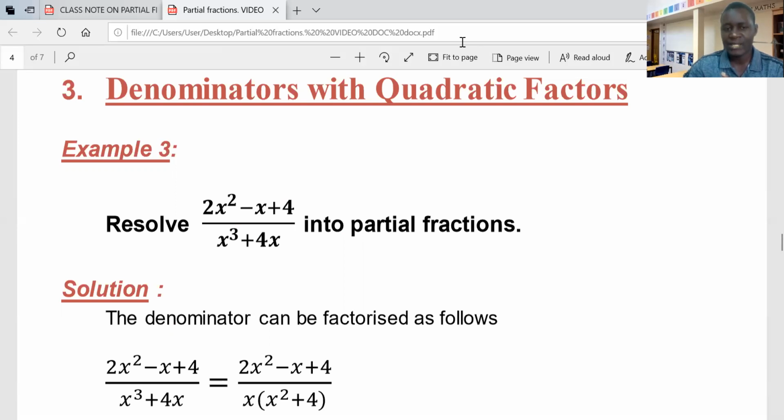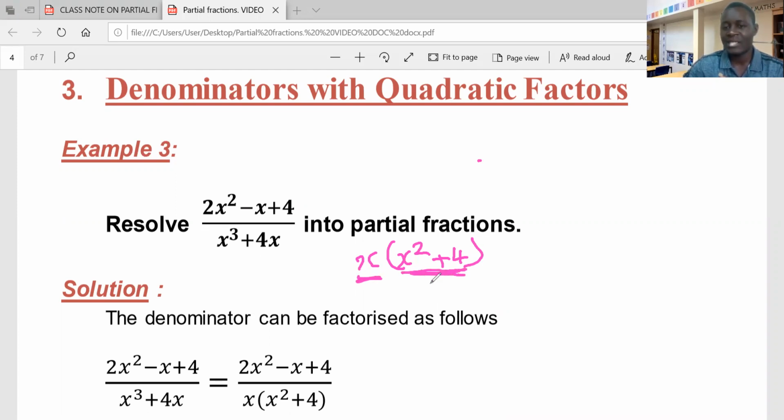Can I factorize this denominator? Taking a look at it very well, can this denominator be factorized? Of course it can. Factorize x cubed plus 4x, that will give us x, then we have x squared left, so we have x squared plus 4. So it can be factorized. Now this part of it is linear, but this part of it remains quadratic. So we have a combination of a linear and a quadratic factor.